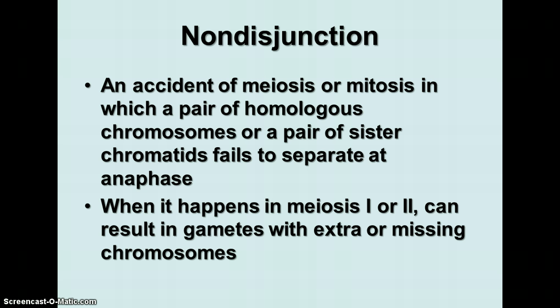Now, sometimes there are accidents that happen when meiosis is occurring, and this is called non-disjunction. Your book defines non-disjunction as an accident of meiosis or mitosis in which a pair of homologous chromosomes or a pair of sister chromatids fails to separate at anaphase. When it happens in mitosis, it usually only affects a couple of body cells, and it doesn't usually cause too much of a problem for the individual. Maybe a tumor that would need to be removed, but nothing major. But when it happens in meiosis, it can result in gametes that have either extra chromosomes or missing chromosomes. And this definitely causes a problem for the offspring that can result from fertilization.